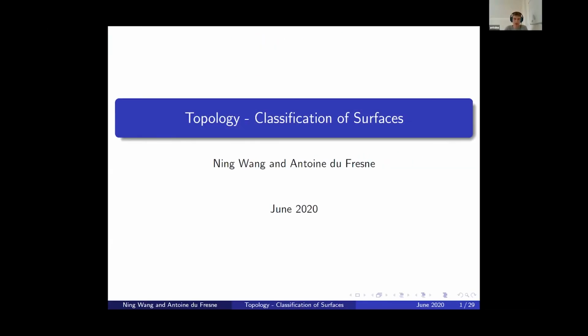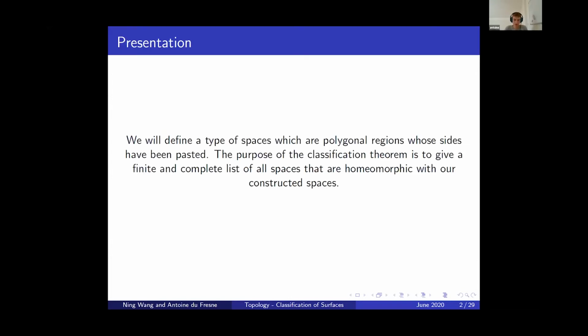Okay, so today Ning and I will present a theorem, a fundamental result in topology, which is called the Theorem of Classification of Surfaces. So I will shortly present the subject. We define a kind of topological space, which are polygonal regions whose sides have been pasted. The goal of our theorem is to classify those constructed spaces. This means that we list all the spaces that are homeomorphic with our polygonal regions whose sides have been pasted. So I specify that we will not prove the theorem.